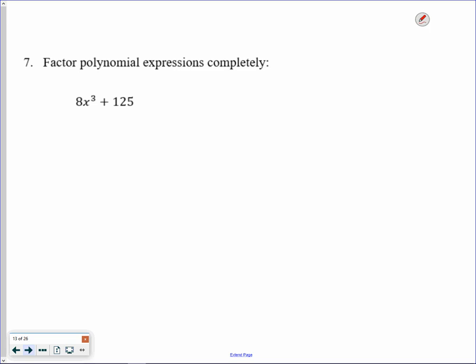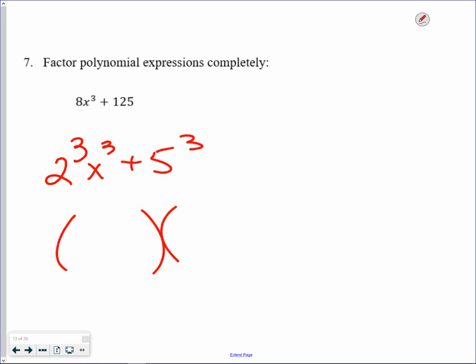Factoring now, okay? A lot of different factoring we have here. First one is factoring a perfect cube. So 2 cubed x cubed plus 5 cubed. Here's how this would factor. Take just the way it is without the cube. And then it's a pattern.